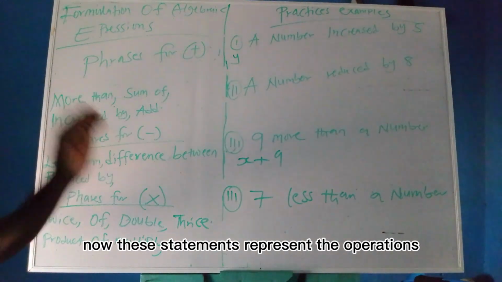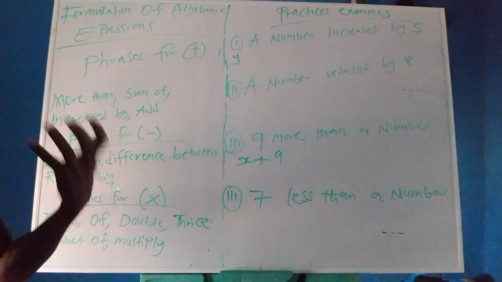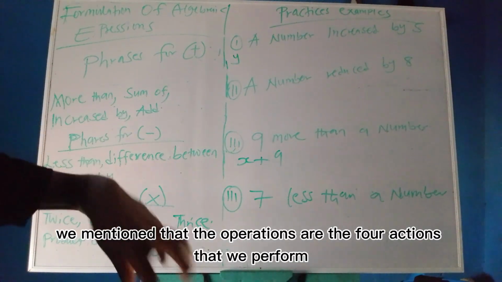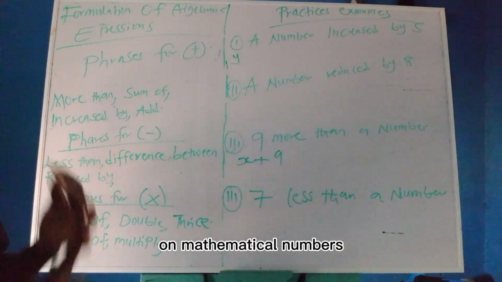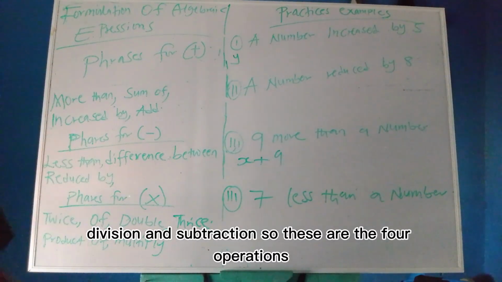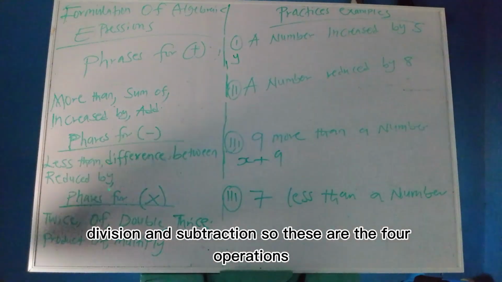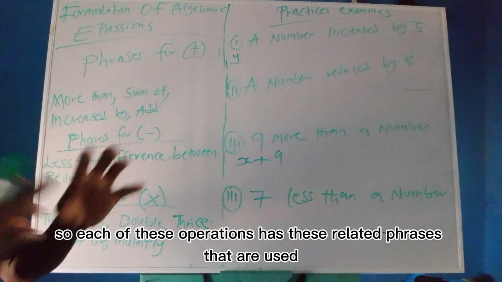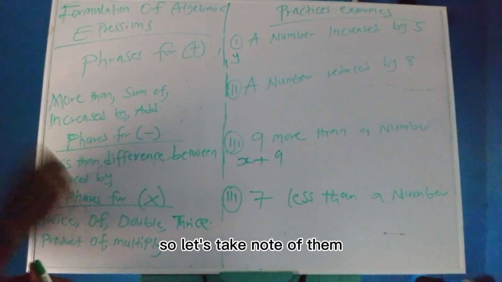Now, these statements represent the operations. In our earlier video, we mentioned that the operations are the four actions that we perform on mathematical numbers. We have plus, minus, division, and subtraction. So these are the four operations. Each of these operations has its related phrases that are used. So let's take note of them.